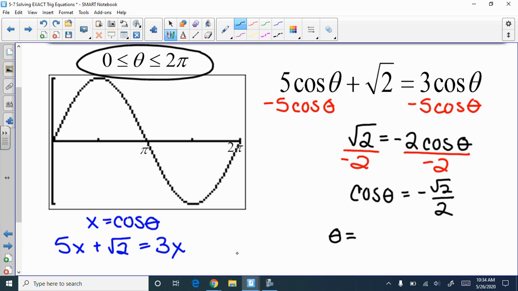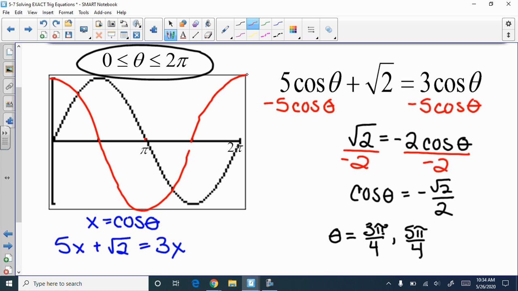And we're looking at here that negative square root of 2 over 2, we're going to look at 3 pi over 4, as well as 5 pi over 4. And I just realized, sorry, I've got the sine curve up here. I should be looking at the cosine curve, my fault. Sorry about that. All right, there's your cosine curve.